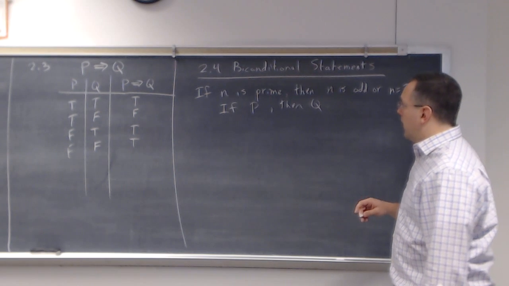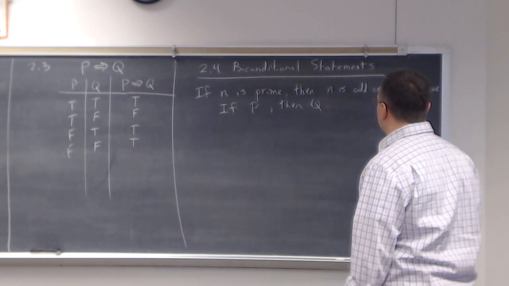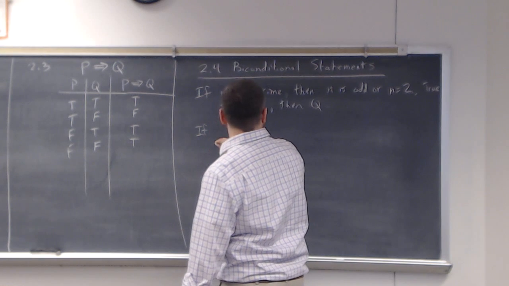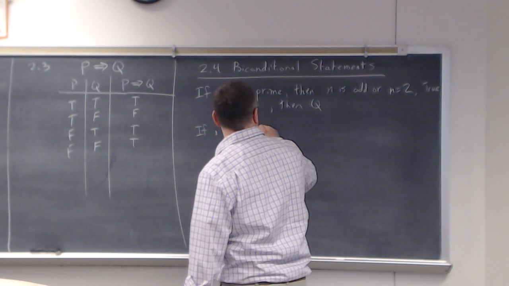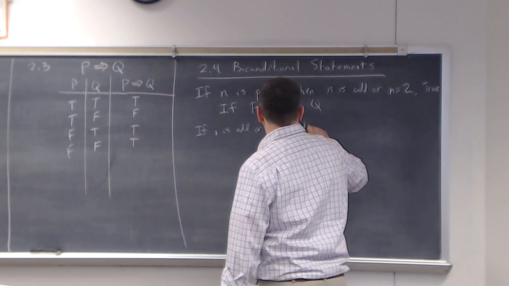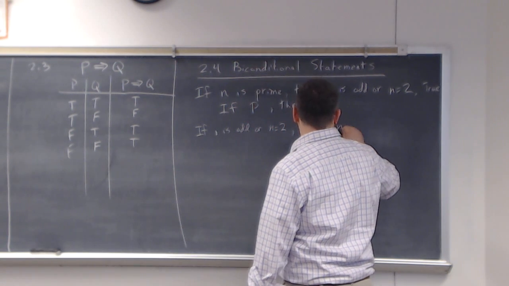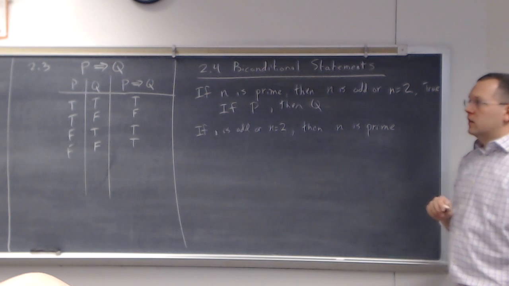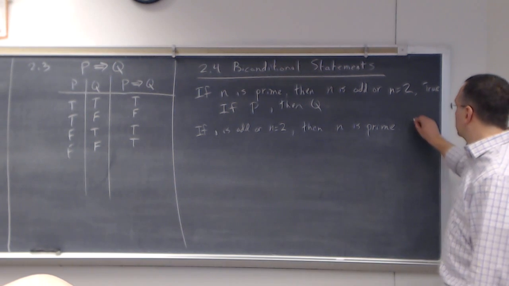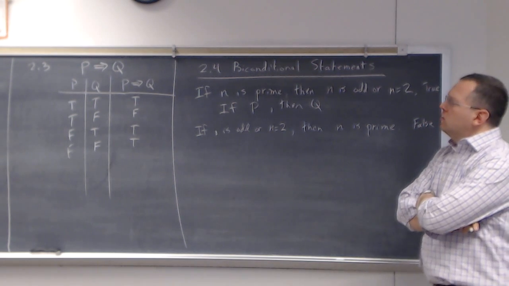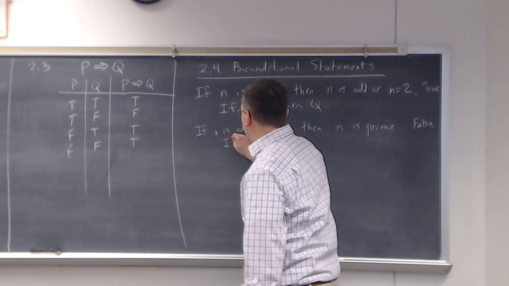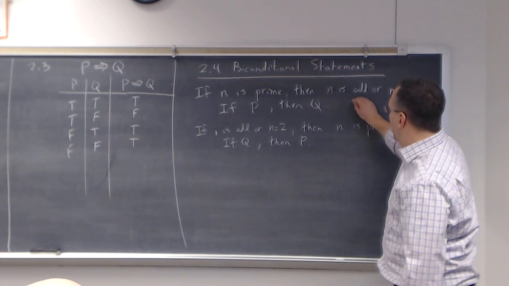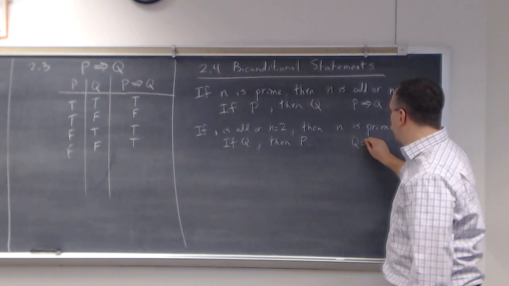So, now, what if I switch the order here, and I look at this statement: if n is odd, or n is 2, then n is prime. Okay, another statement. True or false? False. So, this would be if Q, then P. So we have P implies Q here, we have Q implies P here.